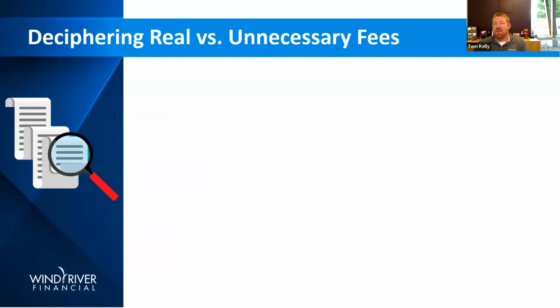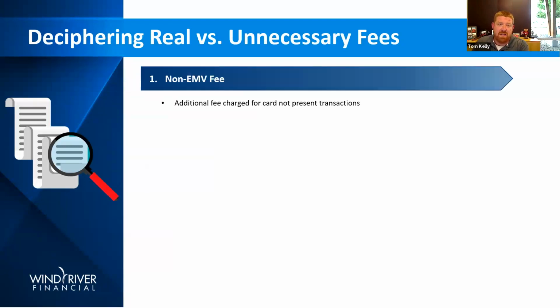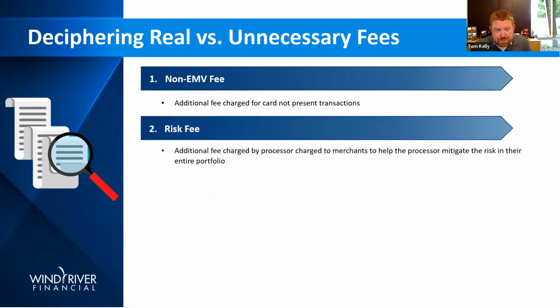So, identifying real versus unnecessary fees. We talked about the non-EMV fee. Again, that is a processor charge. That is something that's been new. We've seen it within the last year, especially if you're a card not present merchant, where that card isn't going to be present. You can't insert it. You can't swipe it. That's where you're really going to be hit the hardest. If your processor is charging you that non-EMV fee, it may be time to look for a new processor that's not going to charge you that fee.